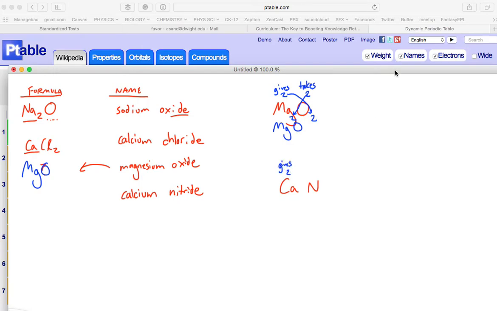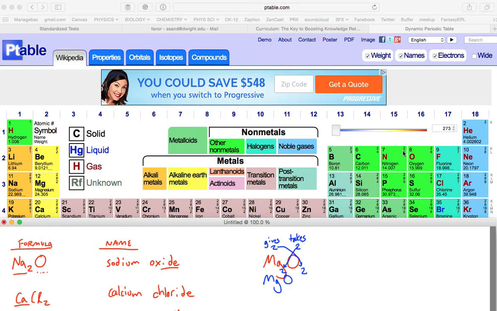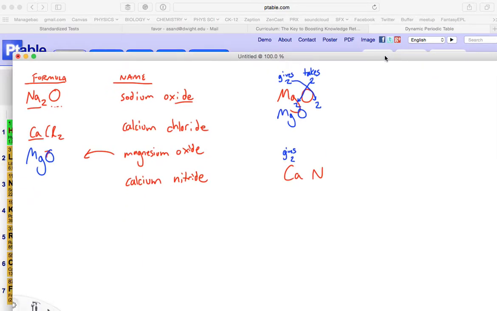And nitrogen is over here. It's in the 5th group, or the 15th group. And it's going to take 1, 2, 3 electrons to fill its valence shell. So I'm going to write on top of that, takes 3.